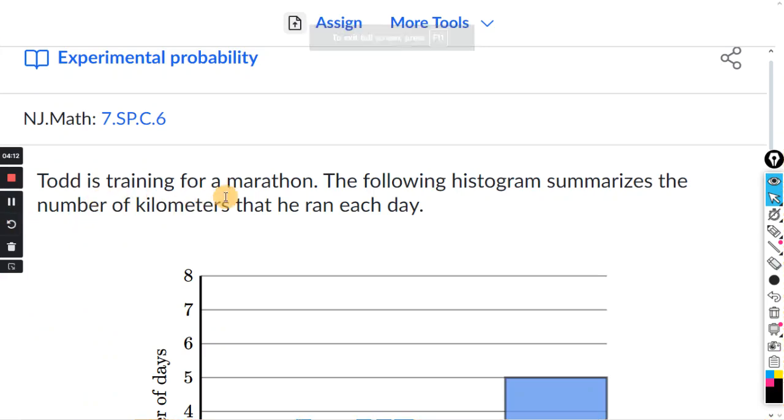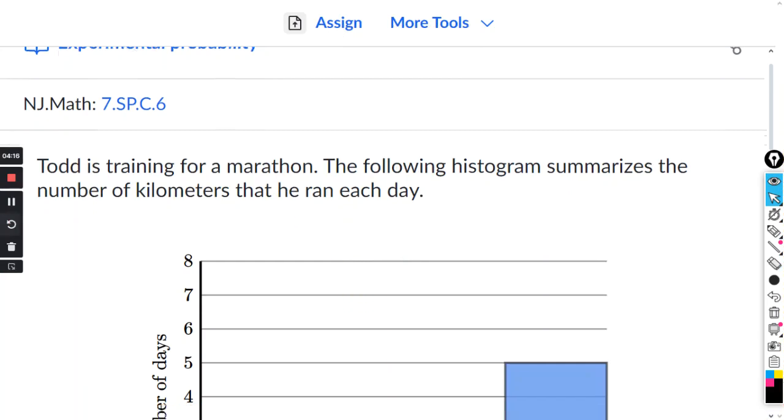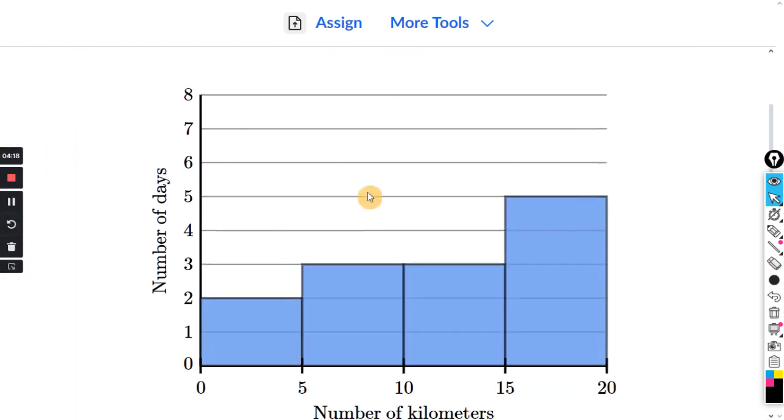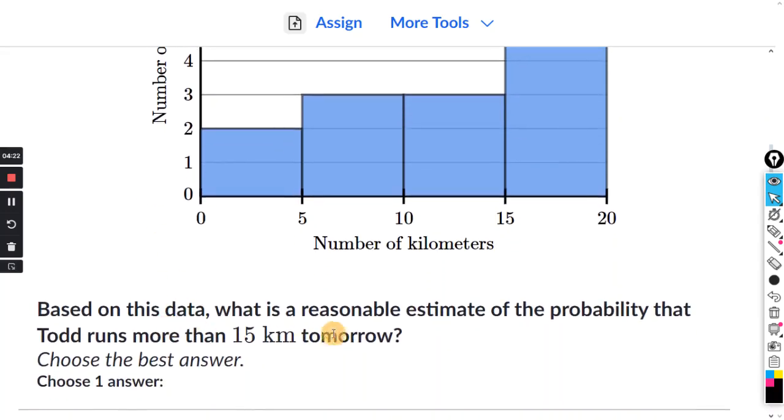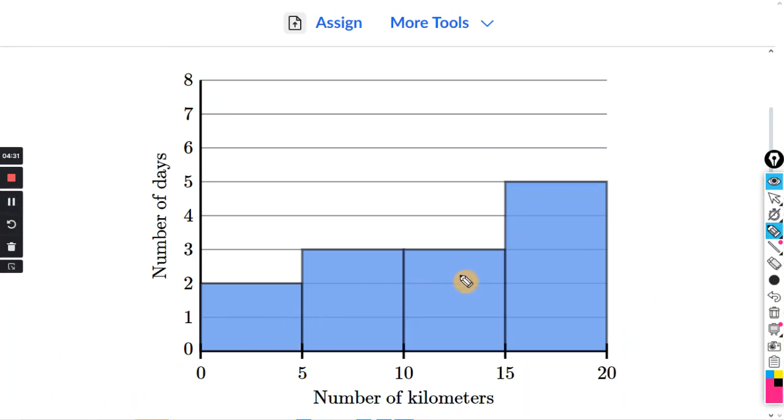All right, Todd is training for a marathon. The following histogram summarizes the number of kilometers that he ran each day. It's really a histogram, that's just a bar graph. Based on this data, what is a reasonable estimate of the probability that Todd runs more than 15 kilometers? Let's fill in this chart first.